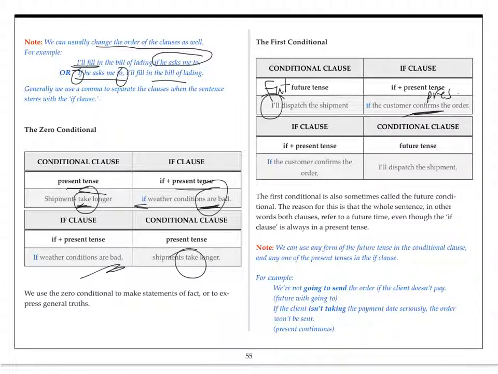If you switch it around and do the word order differently, if the customer confirms the order, comma, I will dispatch the shipment. So it's the same, it doesn't matter what the order is. The if clause gets the present tense and the conditional clause the future. Because the conditional clause has the future tense in it, it is also sometimes called the future conditional, right?